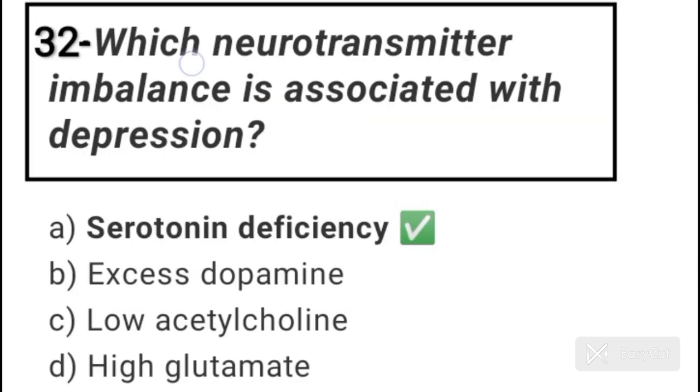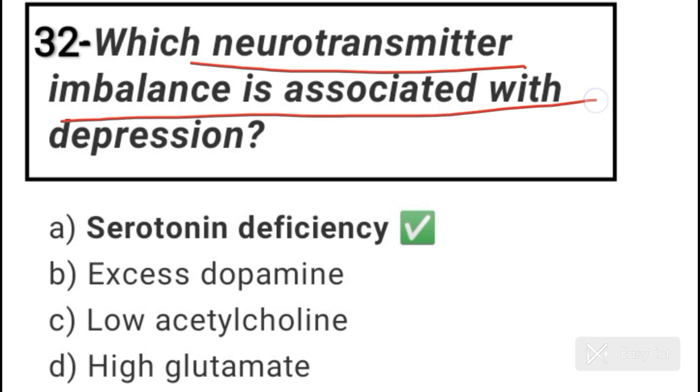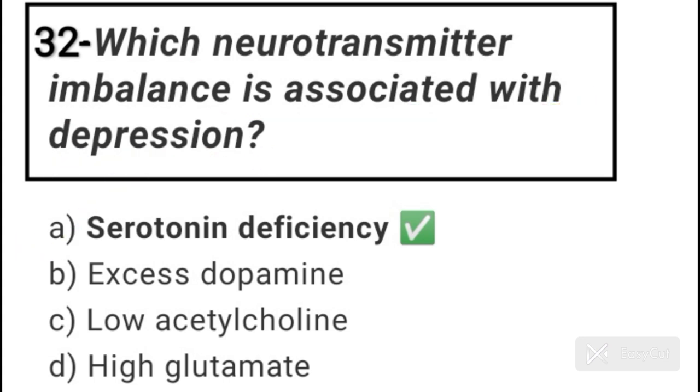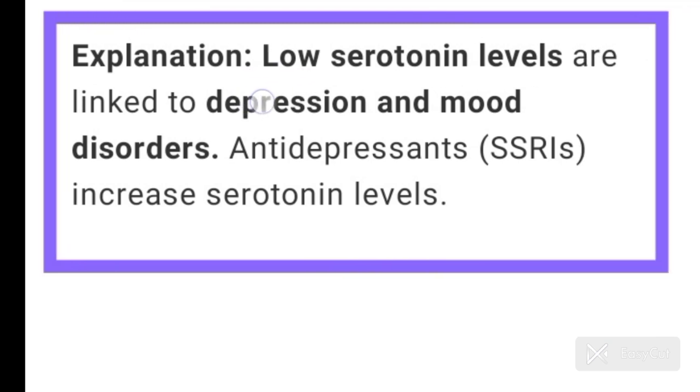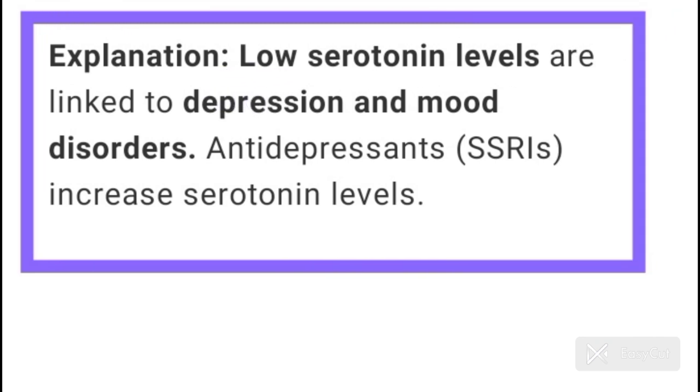Question number 32. Which neurotransmitter imbalance is associated with depression? Answer is option A. Serotonin deficiency is the neurotransmitter associated with depression. Low serotonin levels are linked to depression and mood disorders. Antidepressants increase serotonin levels. अगर सेरोटोनिन का लेवल लो हो जाएगा तो उससे डिप्रेशन हो जाएगा, मूड डिसऑर्डर्स हो जाएंगे.